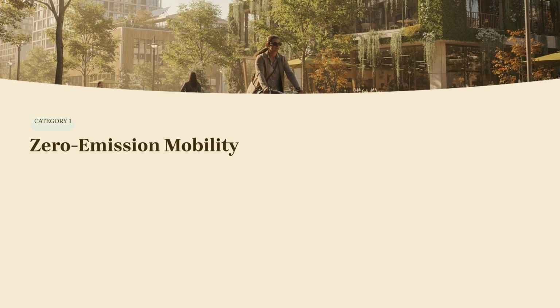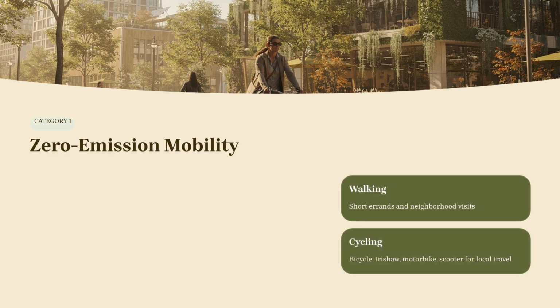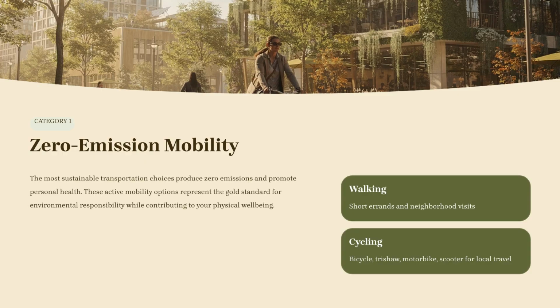Category 1 covers zero-emission mobility, such as walking and cycling. These options are the most sustainable, produce zero emissions, and benefit your physical well-being. We track average monthly distance, frequency in days per month, and purpose for all active travel.